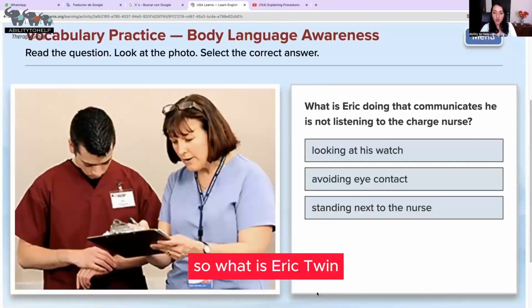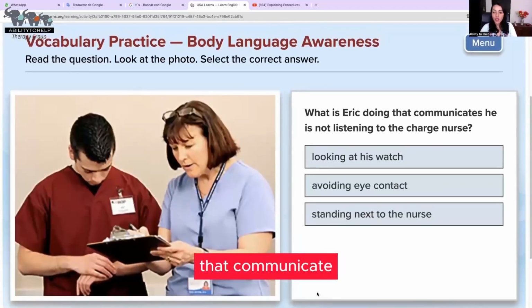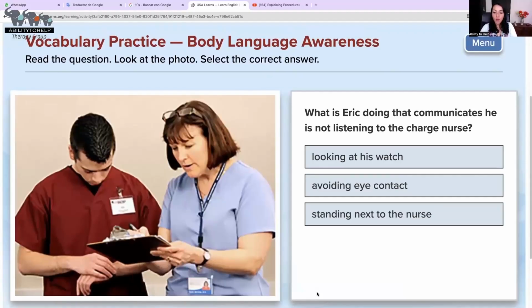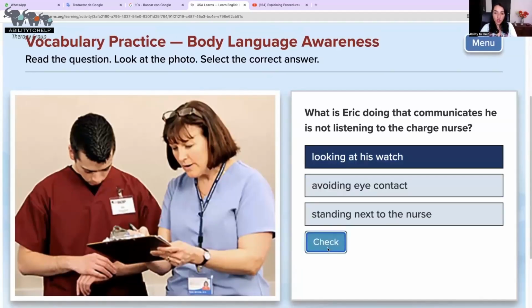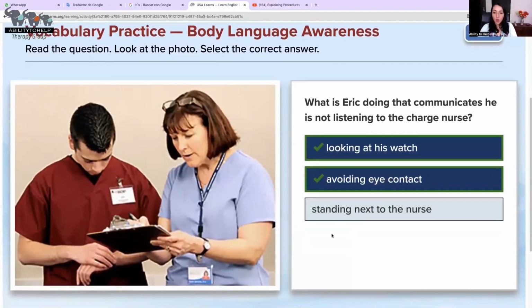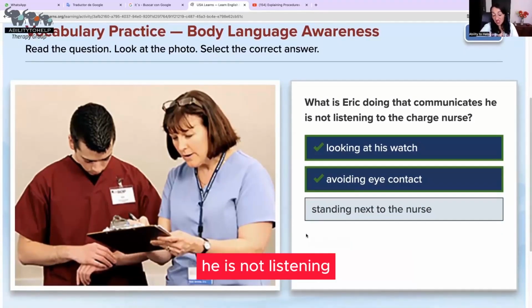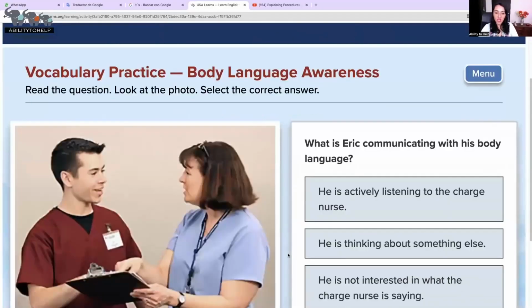Great. So what is Eric doing that communicates he is not listening to the charge nurse? Looking at his watch, avoiding eye contact, standing next to the nurse, looking at his watch. He is not listening. Looking at his watch says I'm not listening to you, and avoiding eye contact. So that's why I don't want to listen to you.